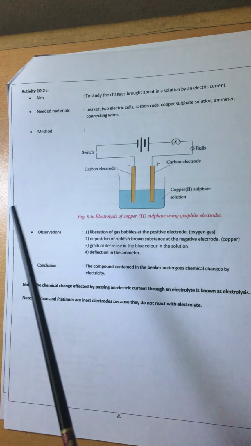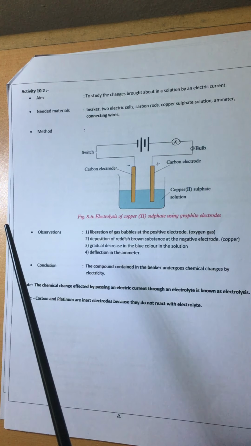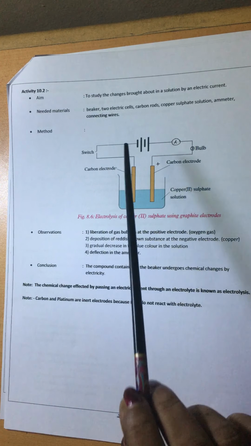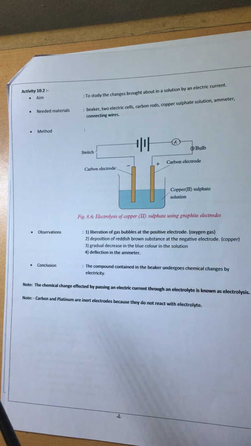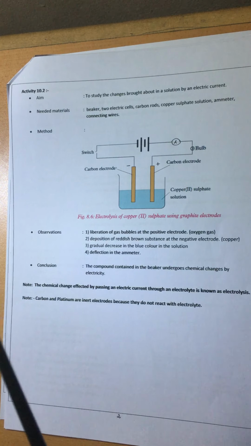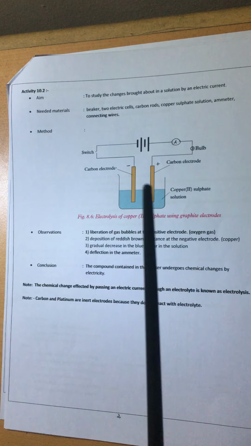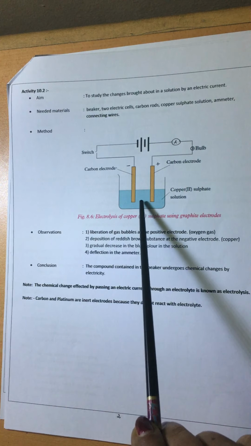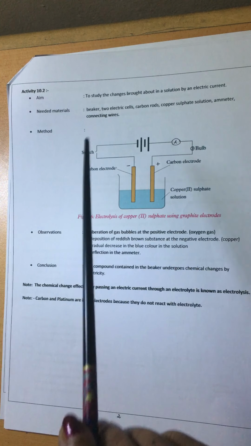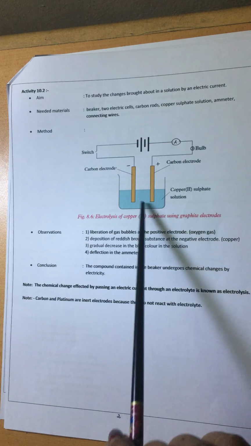So next experiment, activity: here we are going to study the changes brought about in a solution by an electric current, right? We are sending electricity to the solution and chemical changes are happening. So in electrolysis the energy conversion is electrical energy to chemical energy. We are supplying electricity and making changes in the electrolyte, right? So here we are going to study some changes that happen in this solution.